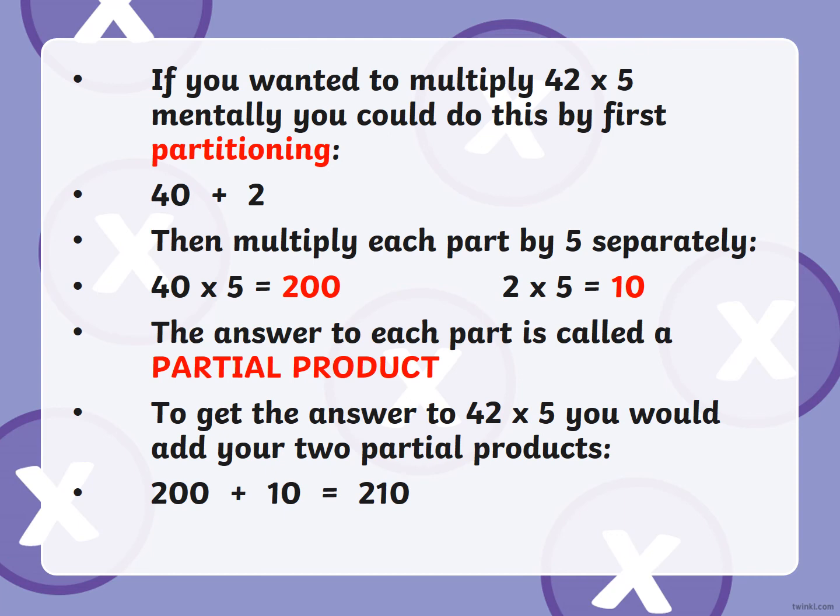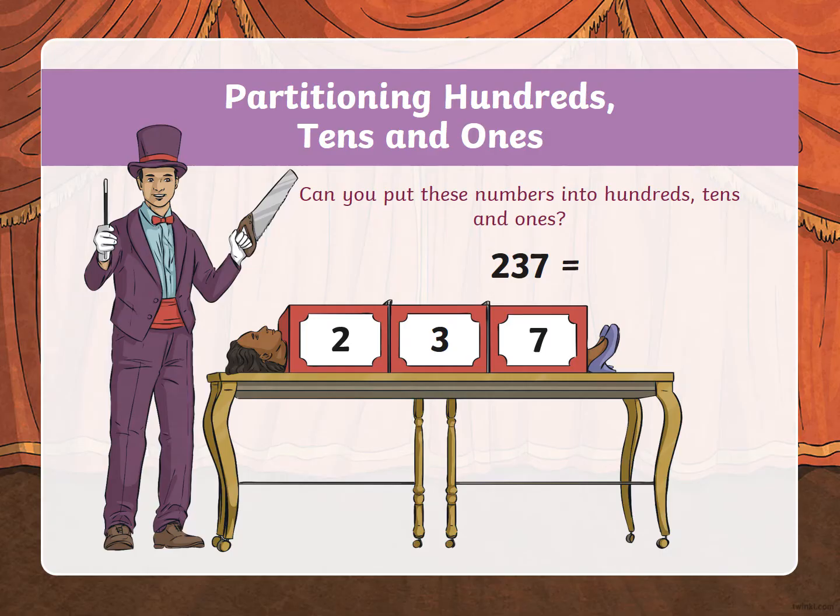Now you could check that by doing the formal method of 42 times 5. And if you were to work that out, you would work out it's the same answer. It's 210.